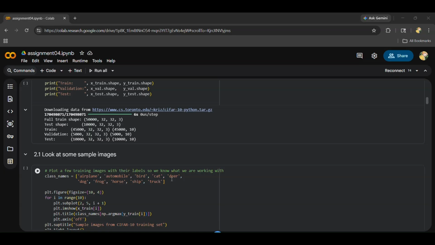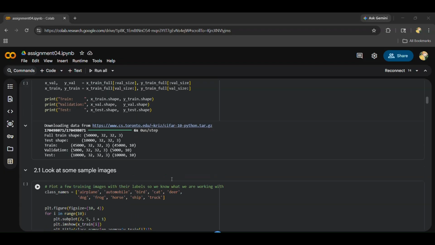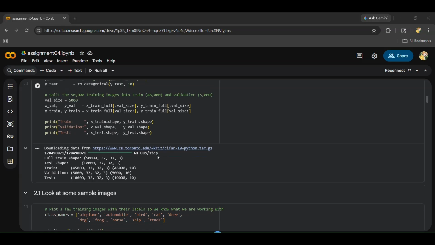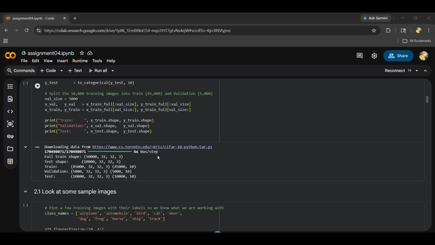Next is the train, validation, test split. CIFAR-10 already gives me a test set of 10,000 images, and I keep that completely aside until the very end. From the 50,000 training images, I take the first 5,000 as the validation set, and the remaining 45,000 stay as the training set. The validation set is what I use during training to see if a model is overfitting. The test set is only used at the end to get an honest final accuracy.